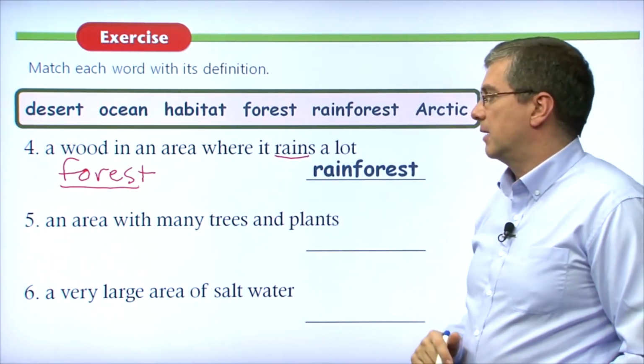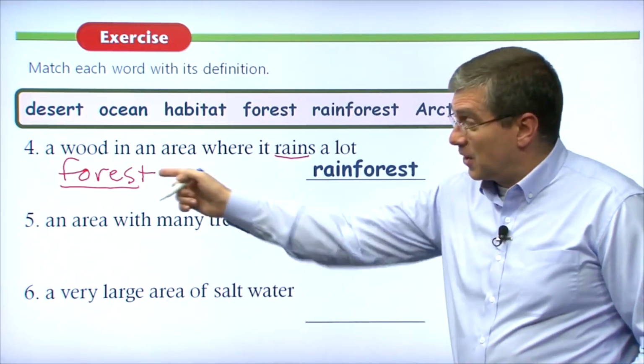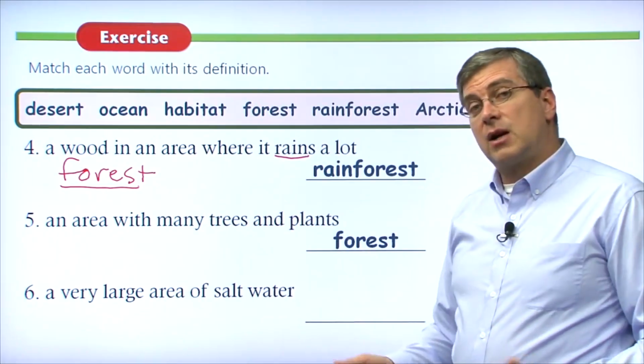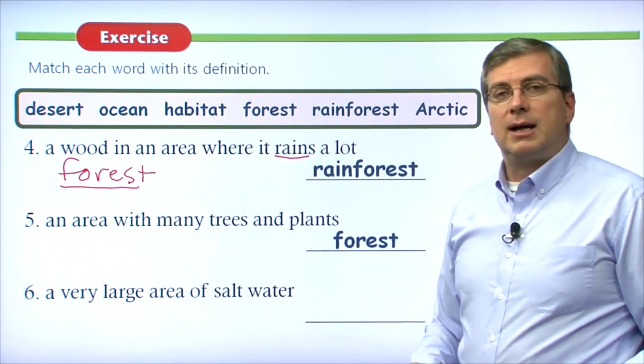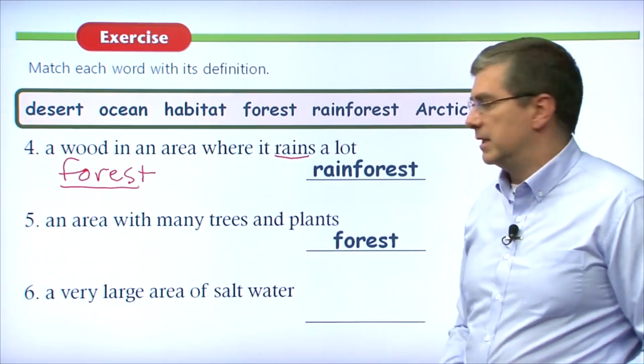Let's move on to number 5. An area with many trees and plants. Kind of talked about that already, didn't we? Of course, that is the forest. Forest is an area with a lot of trees, a lot of plants growing. Okay, you can't see very far, and there's a lot of vegetation, a lot of plants, a lot of trees.